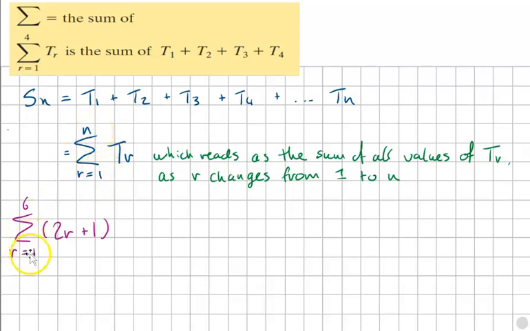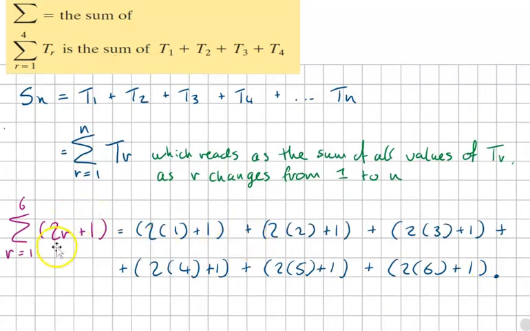In this example, R is changing from 1 to 6. And TR, in this case, or the nth term, is 2R plus 1. So we're going to write out TR, which is 2R plus 1, and we're going to replace the R with a set of brackets. And we're going to put 1 inside the brackets because R is equal to 1. So we start off with R is equal to 1. Then we add it on again, this time with 2 in the brackets, then 3 in the brackets, 4, 5, and 6. And we stop at 6 because 6 is the number on top in place of n. And notice that we have a full stop to indicate that we stop.